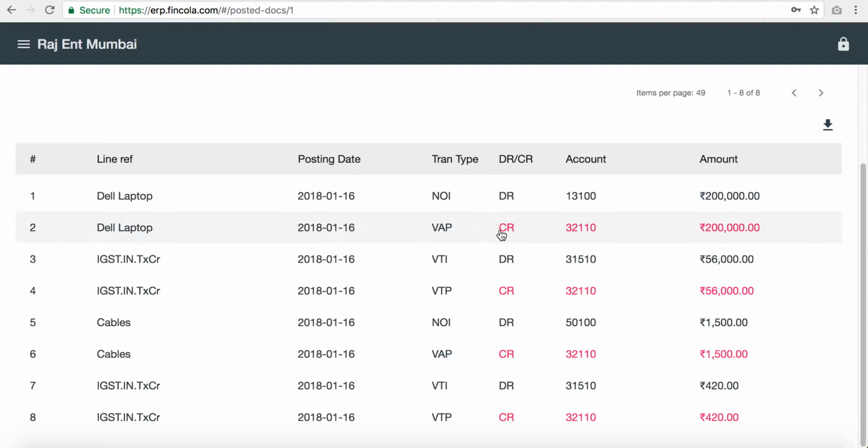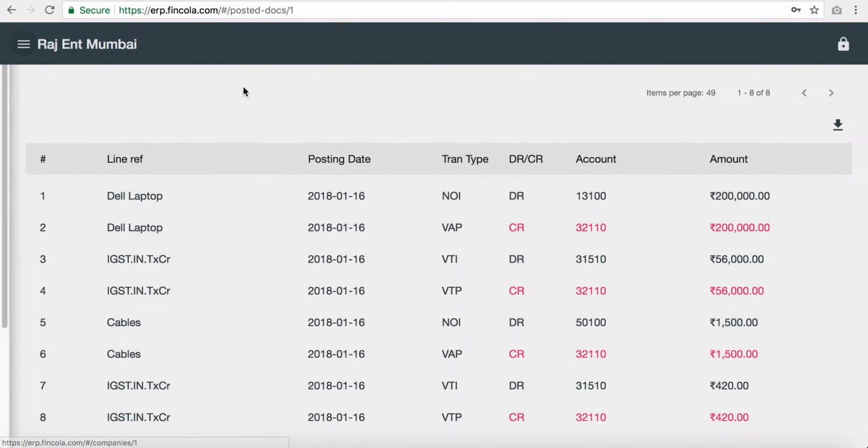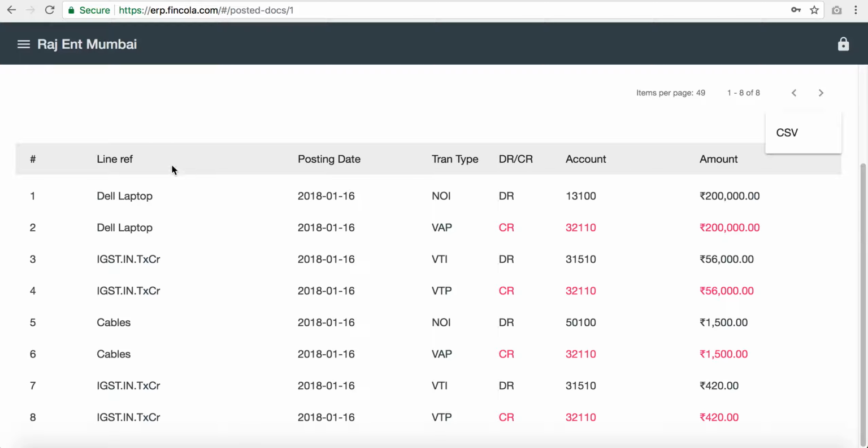Here you can see that there are a number of debits and credits which have gone to various accounts, and you can see what they relate to. For example, this is the Dell laptop debit and credit, and these are the tax accounts, and then repeat for the cables. Of course, I can download what has been debited and credited as a CSV, which I can open in Excel.